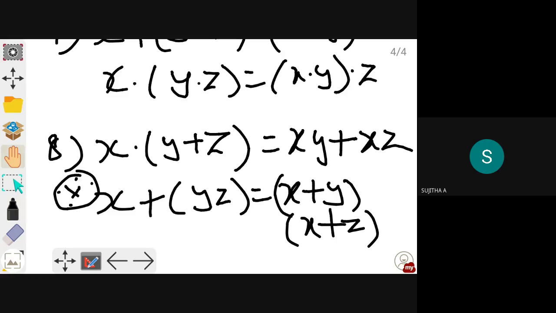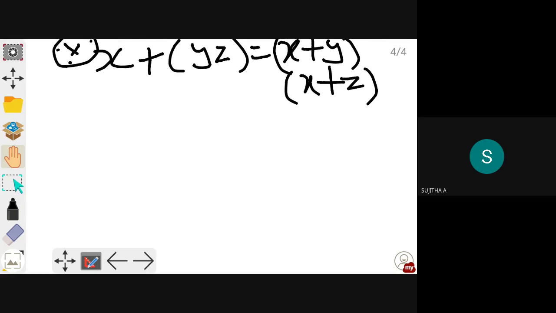And the next law is the law of absorption.